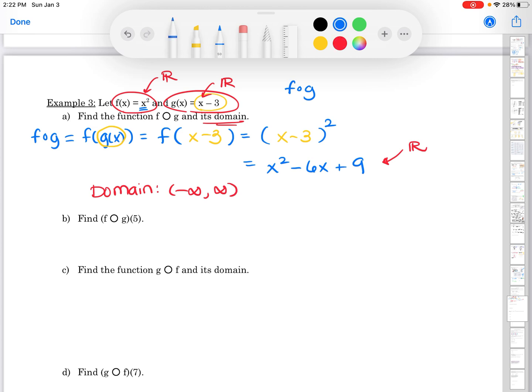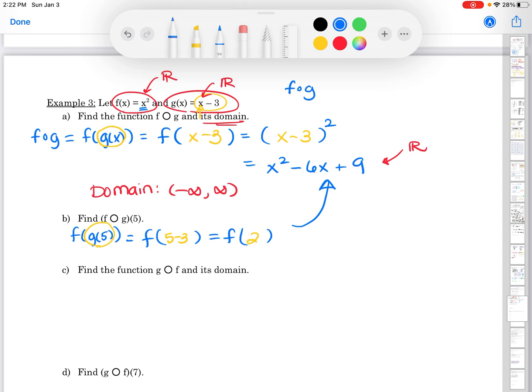Using the same functions, we want to find f composed with g of 5. So instead of x, we want to put 5 into the function. We have a few things we could do. We could skip right to the answer we already worked out, or I can find g of 5 first. So g of 5 we get by replacing x with 5. That would be 5 minus 3, which gives us f of 2.